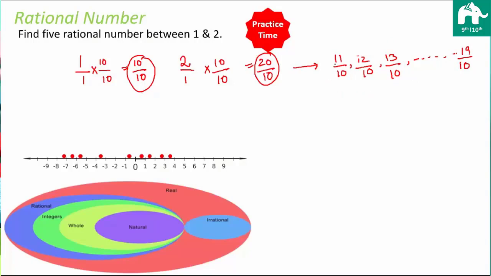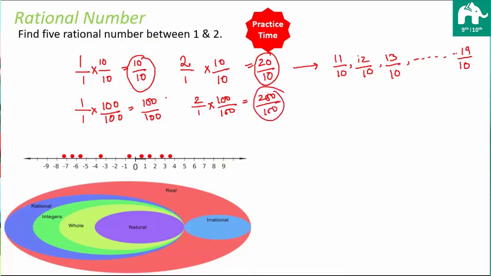So I can say that all these rational numbers exist between 1 and 2, because they exist between 10 by 10, which is 1, and 20 by 10, which is 2. So basically all these numbers exist between 1 and 2. Now let us suppose I do the same thing, but instead of 10, I multiply this by 100. So what do we get? 100 by 100, and this side we get 200 by 100.